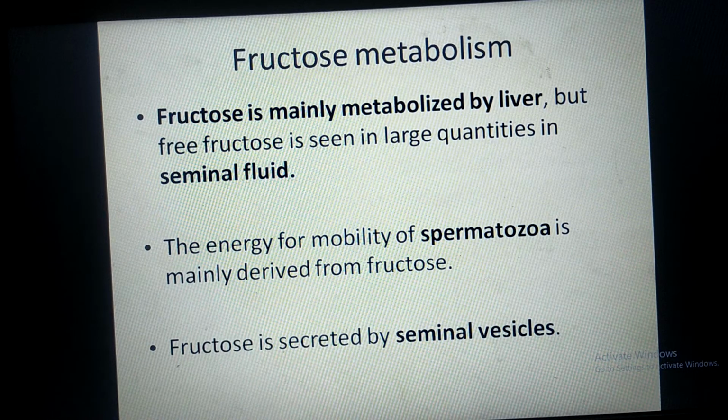Though fructose is mainly metabolized in the liver, fructose is also found in large quantity in seminal fluid. Fructose is utilized as a source of energy by spermatozoa. Here, the fructose is secreted by seminal vesicles.